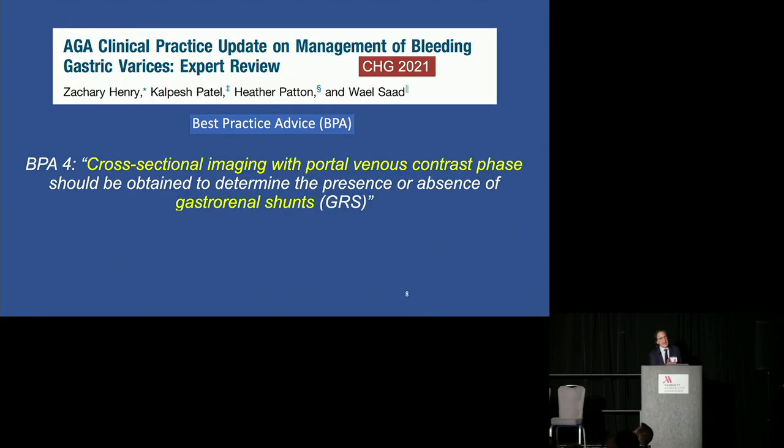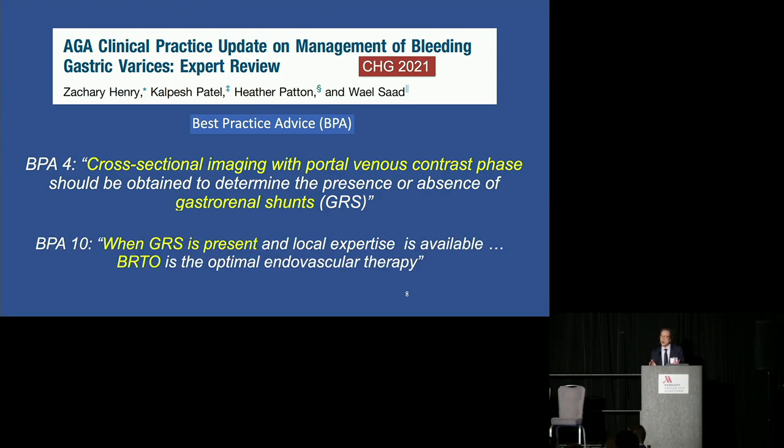And in fact, the AGA in their Clinical Practice Update 2021, best practice advice, I agree with BPA number 4: cross-sectional imaging with portal venous contrast phase should be obtained to determine the presence or absence of gastrorenal shunts. I agree. This is the part I have some issue with. This is BPA number 10: when a gastrorenal shunt is present and local expertise is available, there usually is, BRTO is the optimal endovascular therapy. There is no mention of cyanoacrylate glue or endoscopic treatment, none.